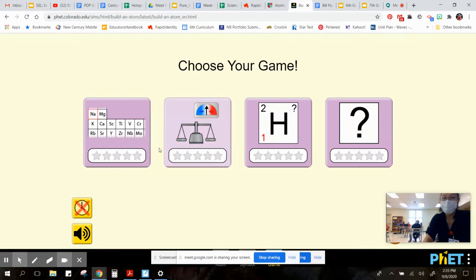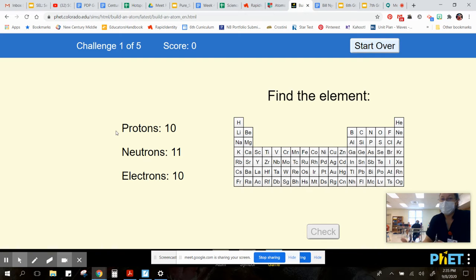Okay, but here's the game. So it'll ask you questions like, look right here. How many protons? 10. So which element is it? Well, this has 1 proton. That one has 2, 3, 4, 5, 6, 7, 8, 9, and 10.